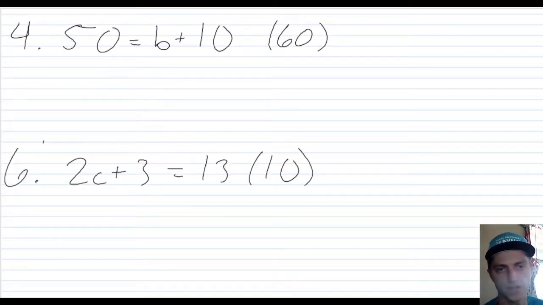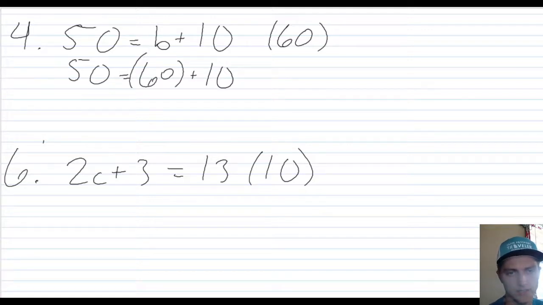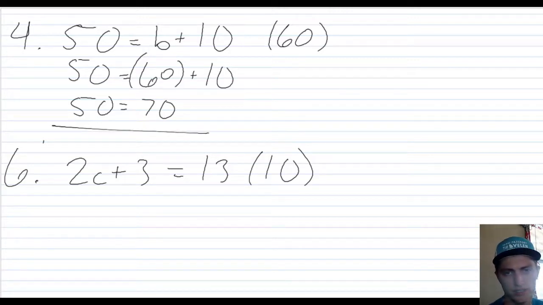Number 4, 50 equals b plus 10. The question is, is 60 a solution? Let's find out. 50 equals, first thing we do is substitute, replace that b with a 60. It's usually good to keep it in parentheses. 60 plus 10 is 70. Does 50 equal 70? No. Therefore, 60 is not a solution.